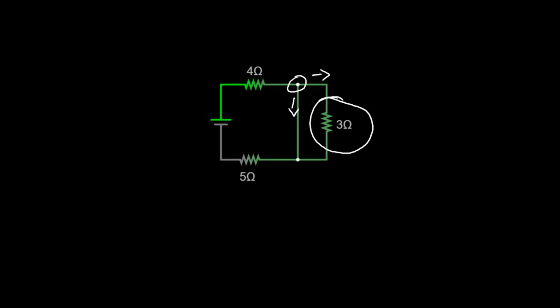Because of this 3 ohms resistor, which is offering resistance to the current, the current will not choose that direction. Looking at this path here, there's no resistance, so the current will choose this path and then go back to the 5 ohms resistor. So at the end, you see that current didn't flow through the 3 ohms resistor. Therefore, the 3 ohms resistor has been short circuited.